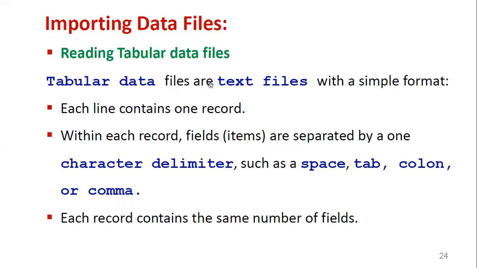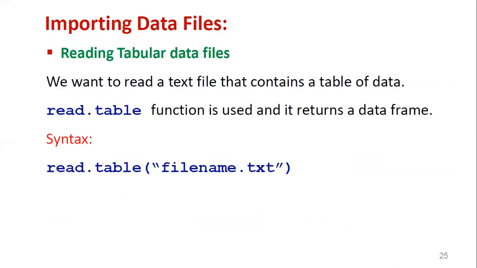So tabular data files are text files with a simple format. Each line contains one record. Within each record, fields or items are separated by a one-character delimiter. That may be a space or tab or colon or comma. This is the text file format. So each record contains the same number of fields. Now how can the text file be imported to R?